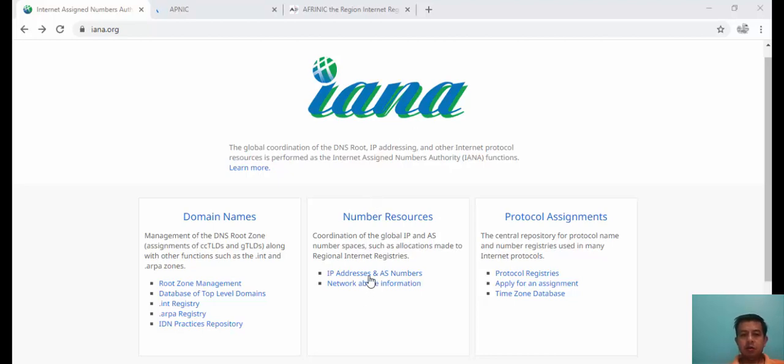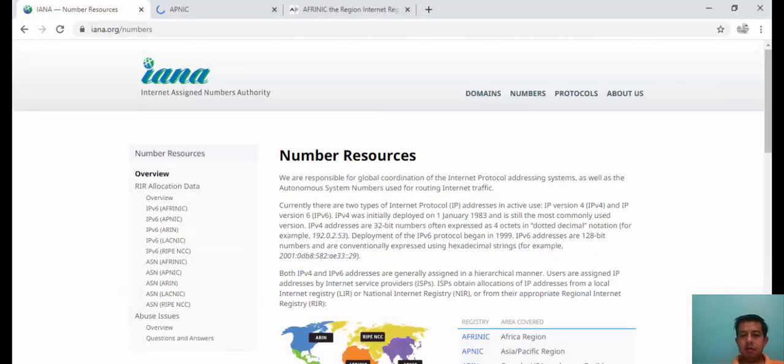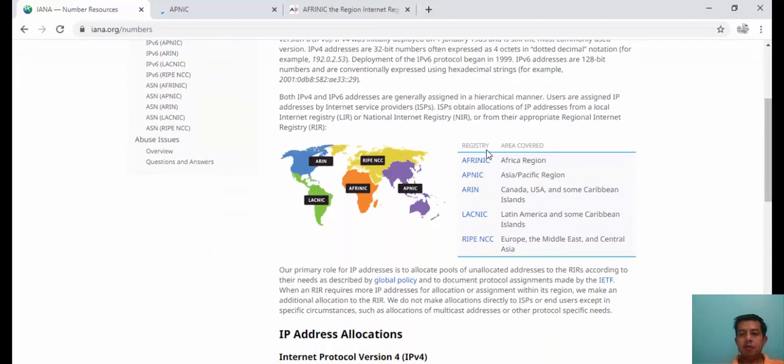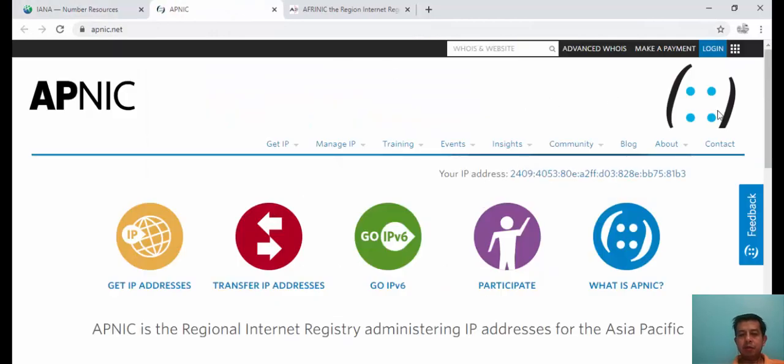Clear? So now this organization distributes the IP addresses to regional authorities. If I see here, there are region specific registries. For certain continents, there are certain registries. For example, for the Africa region, there is something known as AFRINIC. For Asia Pacific, there is something known as APNIC. So these are regional registries, and I can go to any of them. This is the regional registry for Asia Pacific.